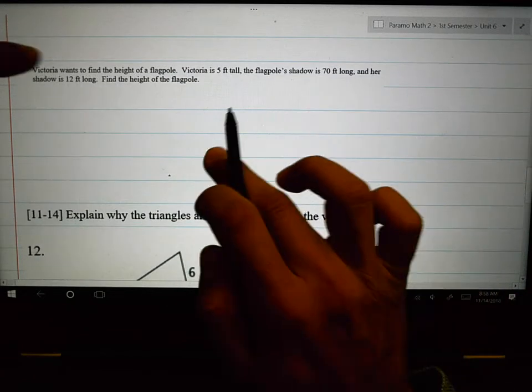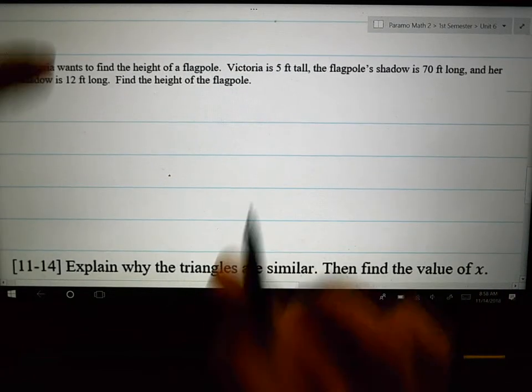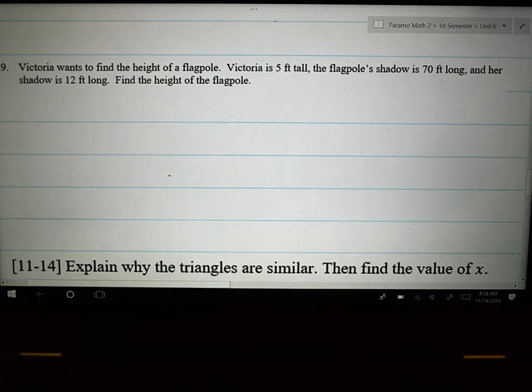Number 9. This is literally how you can use this to do things that you wouldn't be able to do normally. Victoria wants to find the height of a flagpole. Victoria is 5 feet tall. The flagpole's shadow is 70 feet long, and her shadow is 12 feet long. Find the height of the flagpole.